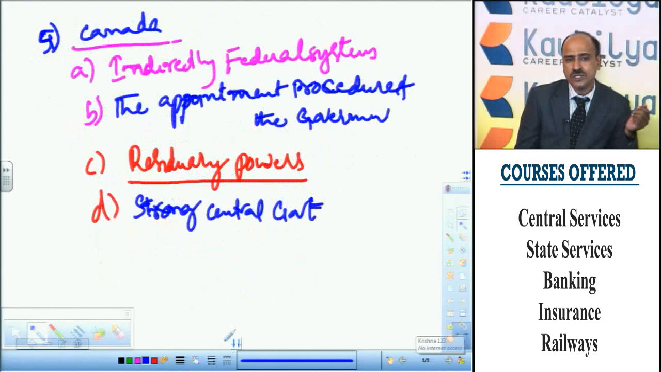The strong central government concept is borrowed from Canada. Residuary powers are borrowed from Canada. The appointment procedure of the governor and the indirectly federal system are borrowed from Canada.